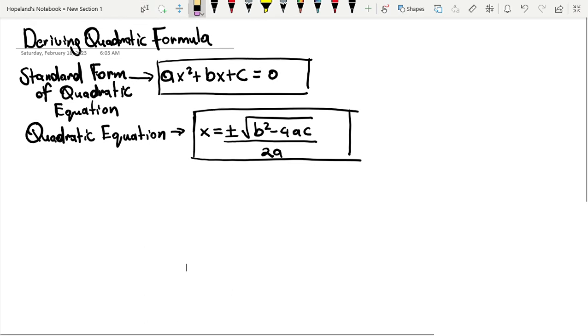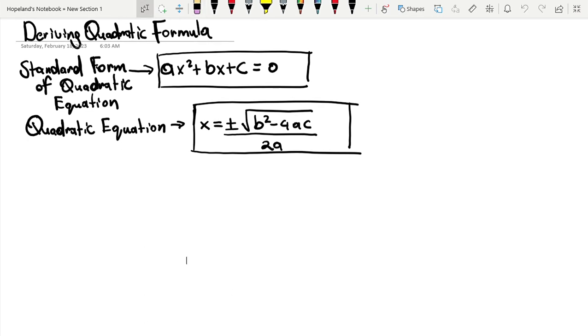So the first thing, you want to start with the standard form of a quadratic equation, which says that ax squared plus bx plus c is equal to 0. And then you'll try to prove that x from that standard form is equal to plus or minus the square root of b squared minus 4ac, all over 2a.